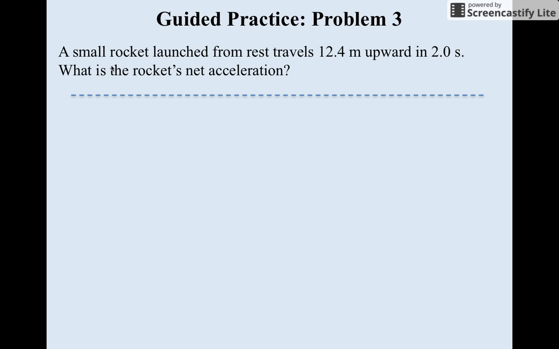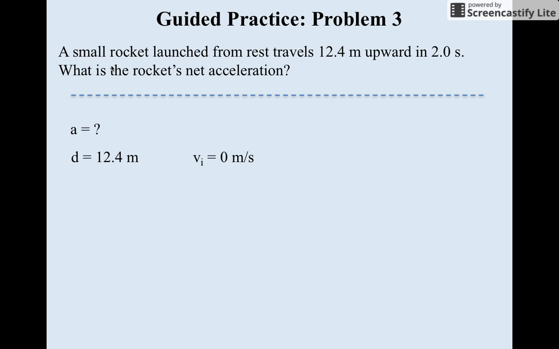All right, in this problem, it is asking for a rocket's net acceleration. That means its overall acceleration. So we're solving for acceleration. We see that we're given two things with numbers. 12.4 meters is a displacement, and 2 seconds is a time.